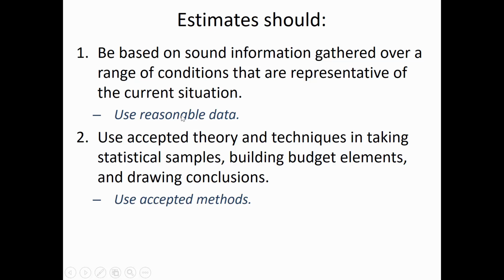The second bullet point that the text emphasizes is that you should use accepted methods. So accepted theory and techniques, for example, statistical samples, building budget elements, and drawing conclusions in the way that's accepted in the field. Sometimes it's tough to learn all of those methods, and it's tempting instead to just take averages. You know, an average is really simple.